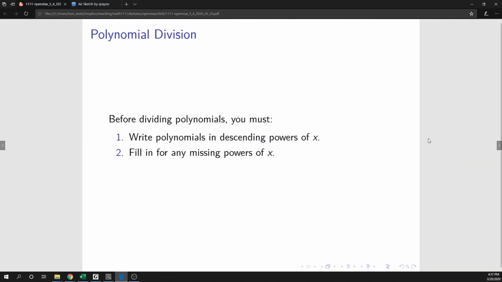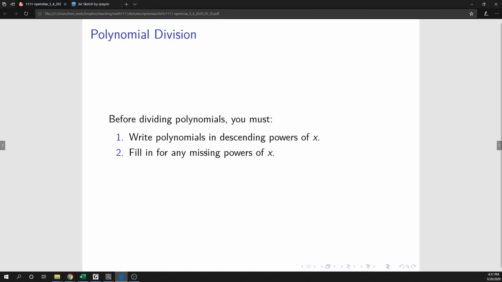Okay, so there are a couple of important things I need to tell you about. I didn't want to do this for the first couple of examples, but before dividing polynomials, there's two important things that you need to do. Number one is write the polynomials in descending powers of x, and two, fill in for any missing powers of x. Okay, so you've got to do that before you divide. We didn't have to do that in the first two examples because they were already like that, but in general, you do have to do that.